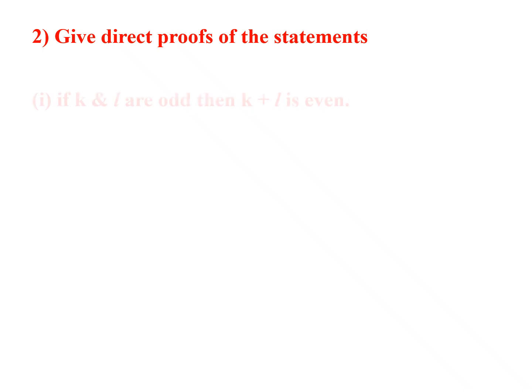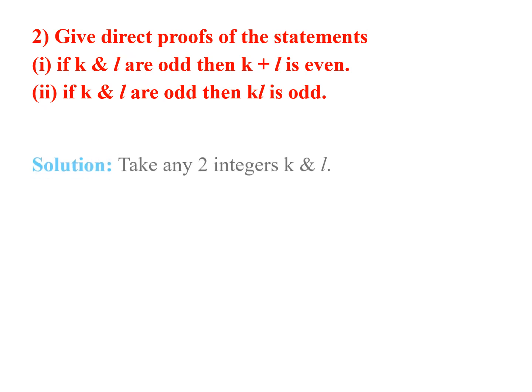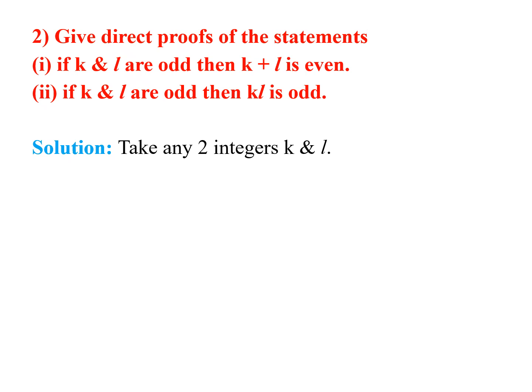Next one. Give direct proofs of the statements. First one: if K and L are odd, then K plus L is even. Second statement: if K and L are odd, then K into L is odd. Solution. Let us consider two integers K and L, and already here they have mentioned these two are odd. Therefore, we'll take both as odd integers.